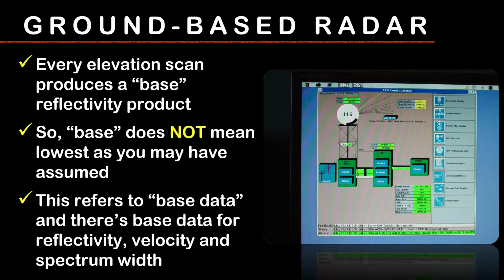It turns out that most of the ones that you look at, either on the internet or on your favorite heavyweight app, they usually show the lowest elevation, and they usually call that base reflectivity. They really should call it lowest elevation angle or lowest tilt, to be clear.